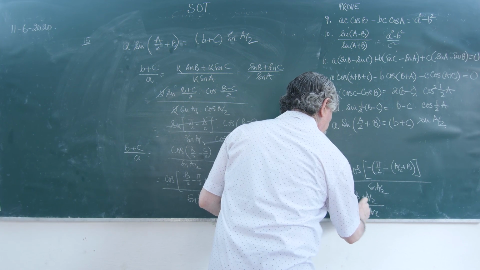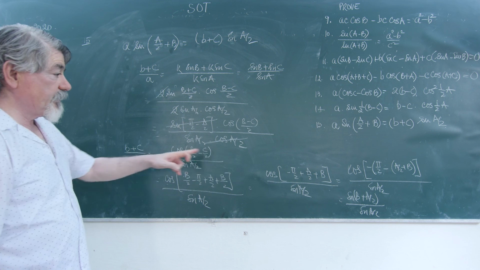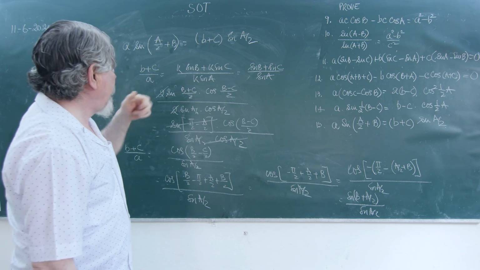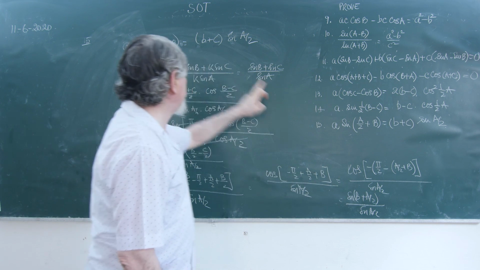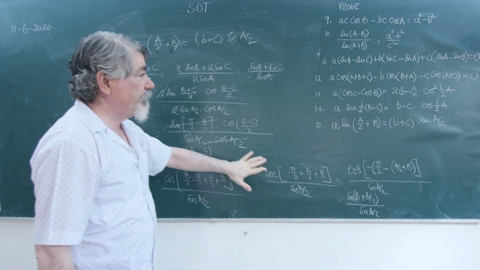When you cross multiply, you will get B plus C sine A by 2, and you will multiply A into sine B plus A by 2, or A by 2 plus B. That will finish this.